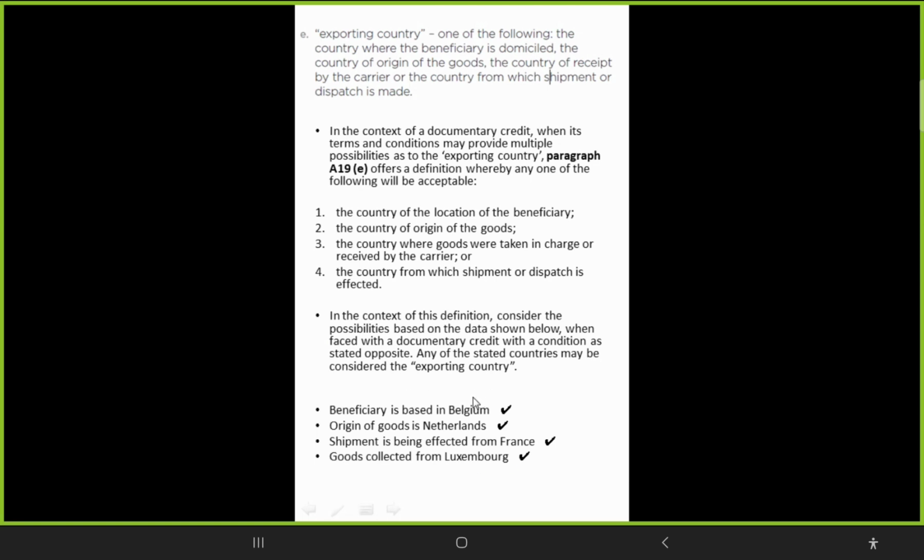In case of offshore shipments, you will see that the beneficiary is domiciled in a different place, the origin of the goods is different, and where it is shipped from is completely different. It can definitely happen. So if they are asking for a particular document to be issued in the exporting country, then that document can be issued in Belgium, Netherlands, France, or Luxembourg. Because it gives you multiple meanings, satisfying this particular need can be multiplied into four different options, and then they can fulfill it.